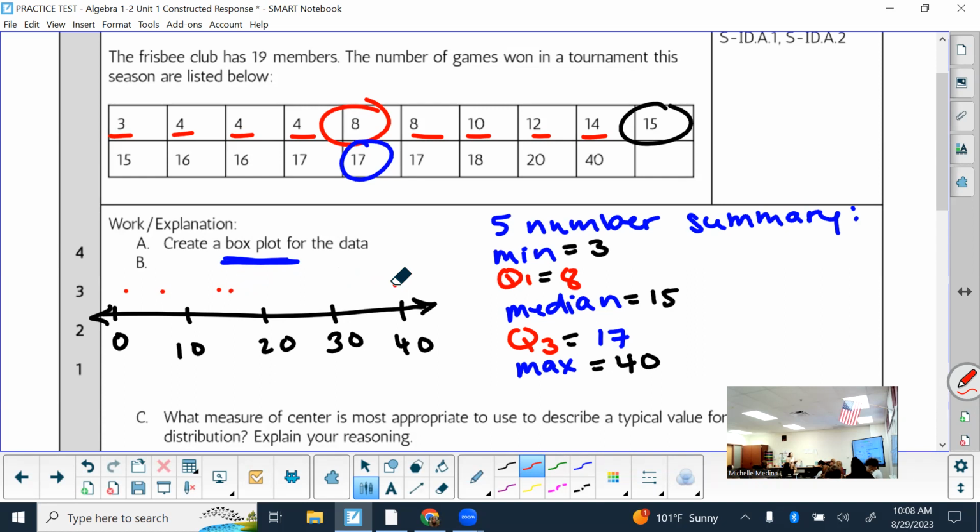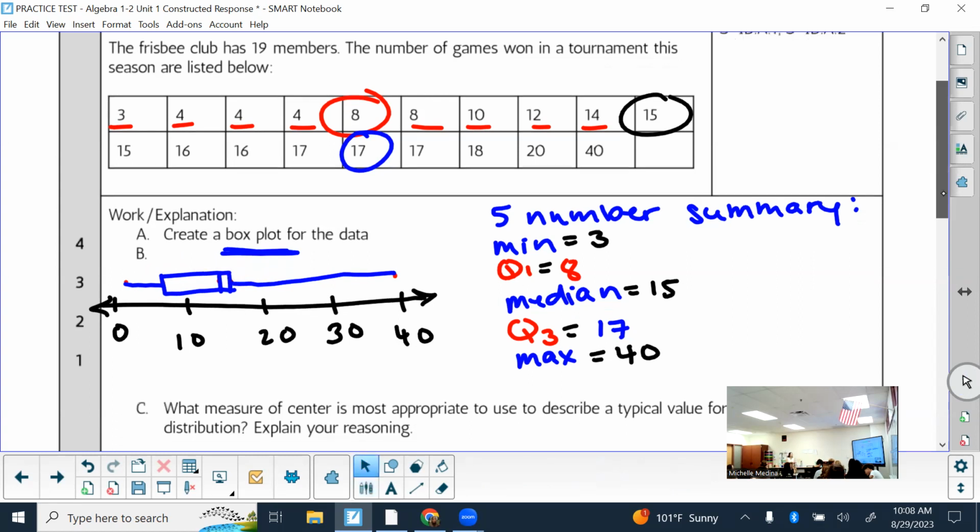Which dots make up my box? I put all the dots where my 5-number summary goes. Which ones make up the box in my box plot? Ron? Good. So these 3 in the middle, I'm gonna put vertical lines through them because they're gonna make up my box. Like this. And then I'm gonna connect it to my minimum and my maximum. That's how you make a box plot. Questions on that?